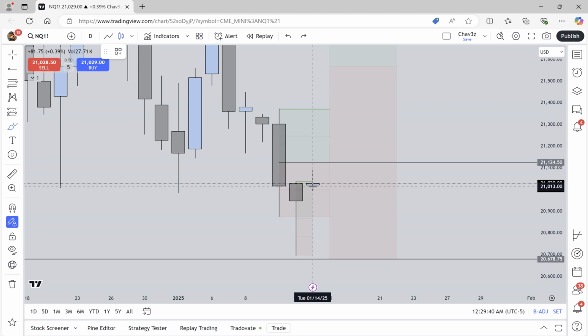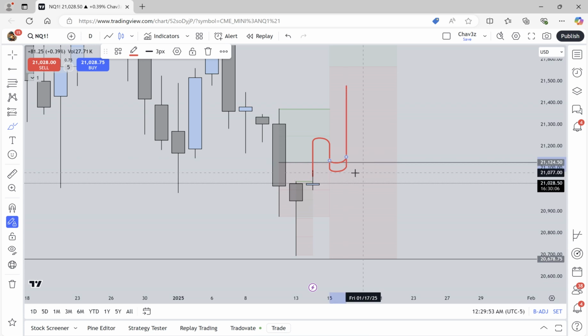Higher time frame is just going to be one big daily candle. Lower time frame, we want to see us come down and test that equilibrium. We can even drop under, but we want to see us come down and test that equilibrium and do what?